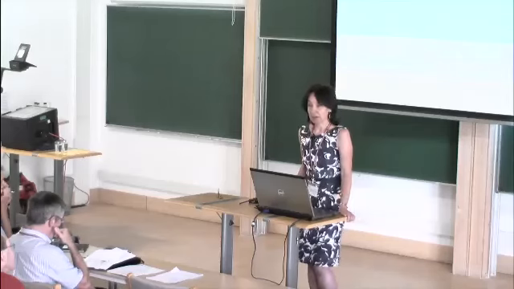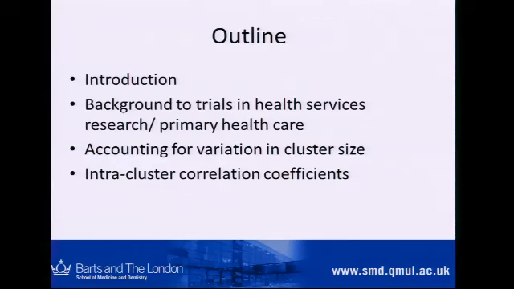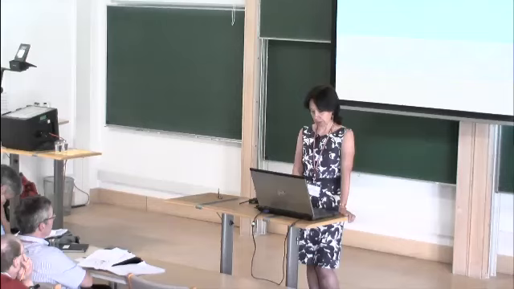So just to give you a bit of an outline, I was going to talk a little bit about an introduction to sample size calculations, but since you've heard that twice already, I'll probably skip very quickly over that. But then a bit of background to trials in health services research, and particularly in primary healthcare where I work, to give you a bit of background of the sort of scope of some of these trials. Then I'm going to be talking about accounting for variation in cluster size, and then a little bit about intra-cluster correlation coefficients.